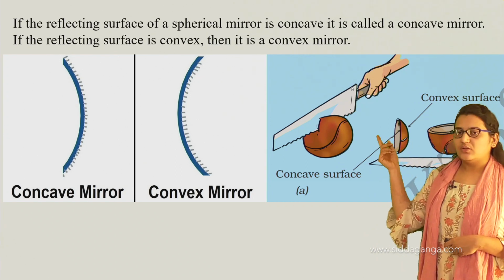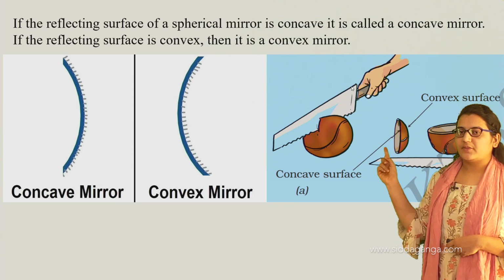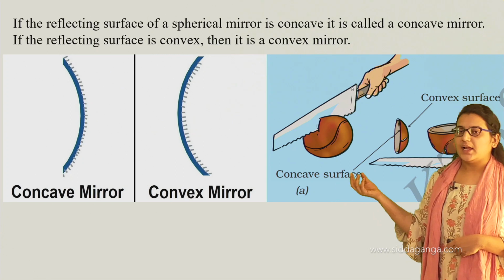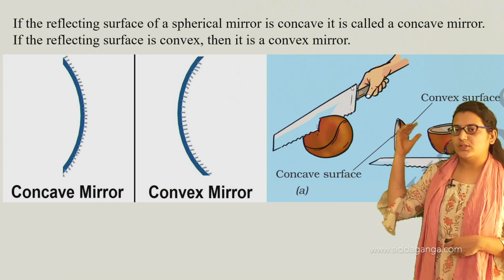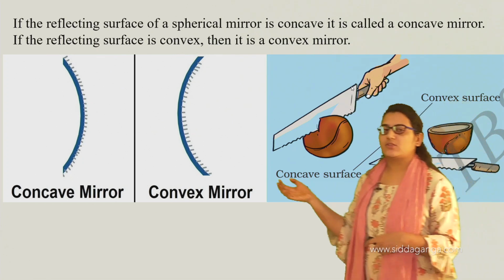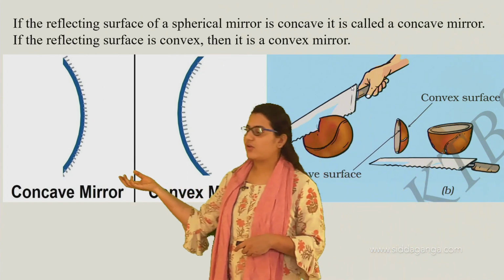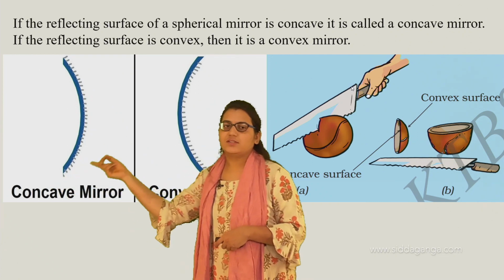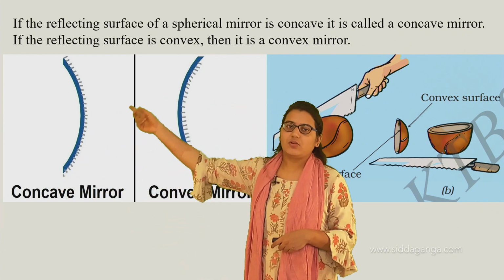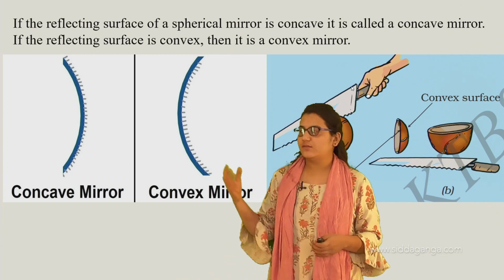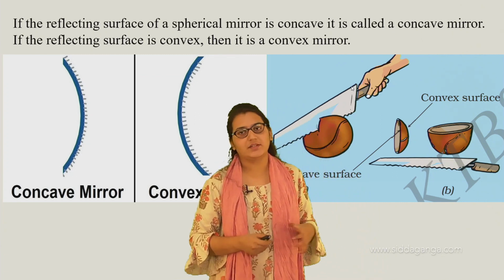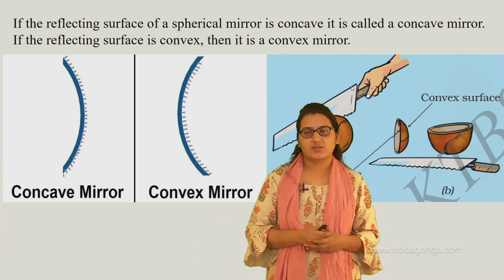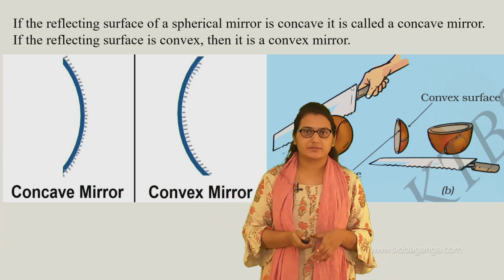I hope you understood. The surface which is curved inwards is called a concave surface, and the surface which is curved outwards is called a convex surface. This is a concave mirror, where the surface is curved inwards. This one is curved outwards, so this is the convex mirror. If the reflecting surface of a spherical mirror is concave, it is called a concave mirror, and if the reflecting surface is convex, it is called a convex mirror.